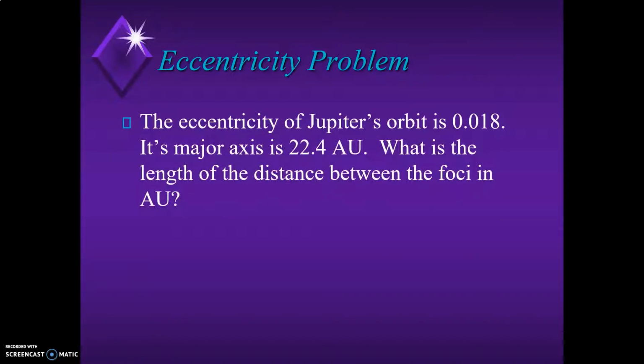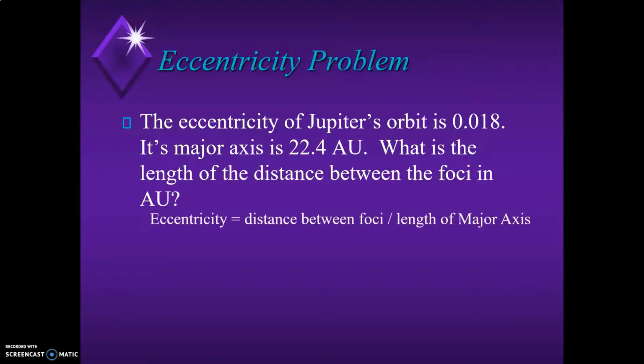So the eccentricity of Jupiter's orbit is 0.018. Notice there is not a unit for eccentricity. Its major axis is 22.4 AUs. Again, an AU is an astronomical unit. 1 AU equals 93 million miles. That's a long distance. What is the length of the distance between the two foci in AUs? If we're looking for the distance between the two foci, and we're given the eccentricity, we know we're going to use the eccentricity formula to solve for the distance between the two foci.